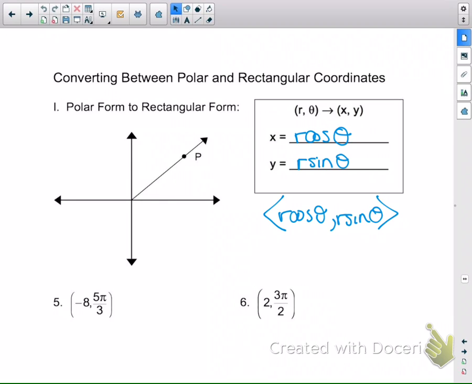So for something like number 5, I'm simply going to get my x point by doing negative 8 times the cosine of 5 pi over 3. My y point by doing negative 8 times the sine at 5 pi over 3. Honestly, this is why we end the year with polar, because it pulls together so many things. We did vectors, we've done cosine, sine, we've done graphing. What do you have to remember to figure this out?